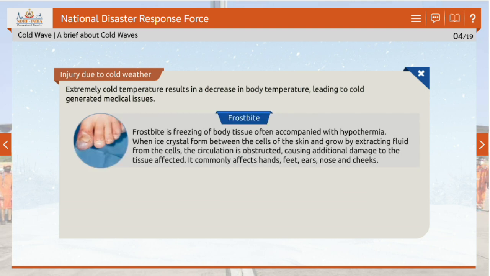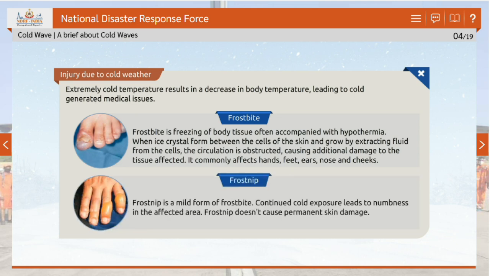Frostbite is freezing of body tissue often accompanied with hypothermia. When ice crystals form between the cells of the skin and grow by extracting fluid from the cells, the circulation is obstructed, causing additional damage to the tissue affected. It commonly affects hands, feet, ears, nose and cheeks.